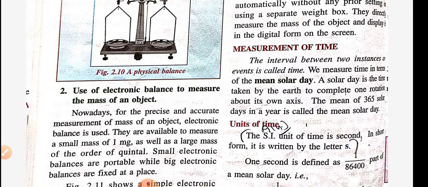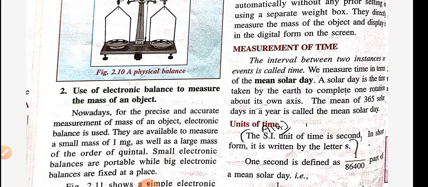measurement of time. So the interval between two instants or events is called time. Means like your period. Your first period, the time between your first period and your second period is 40 minutes, na. So the interval between the first and second period, means the interval between two instant events, is called time, and we measure time in terms of the mean solar day.